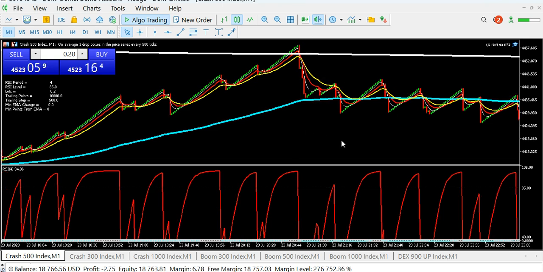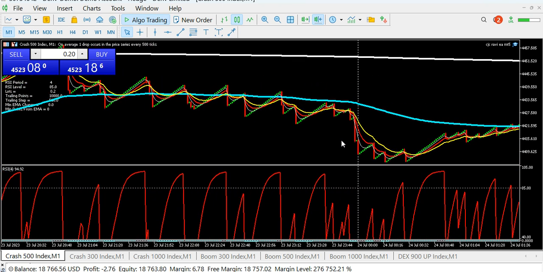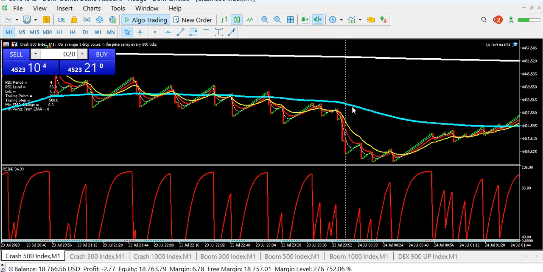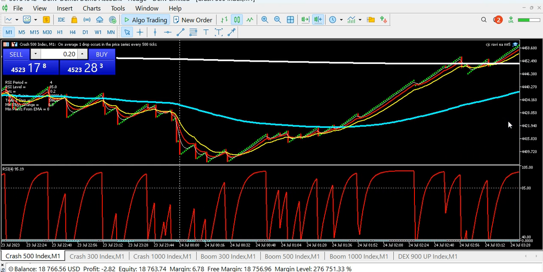But I prefer to only use the 200. I will never sell above the 200 on the M1. And when it goes across there, close. Take the punch. Don't sit on it, because look where this thing is running.